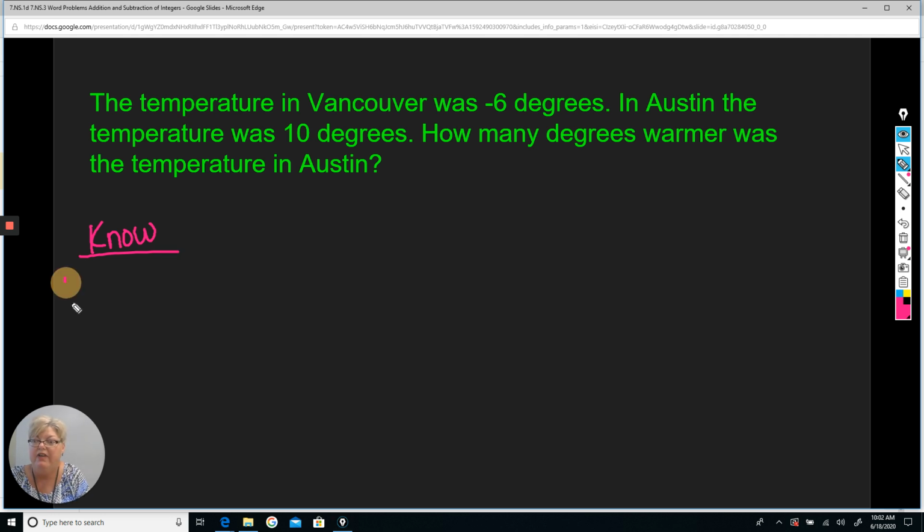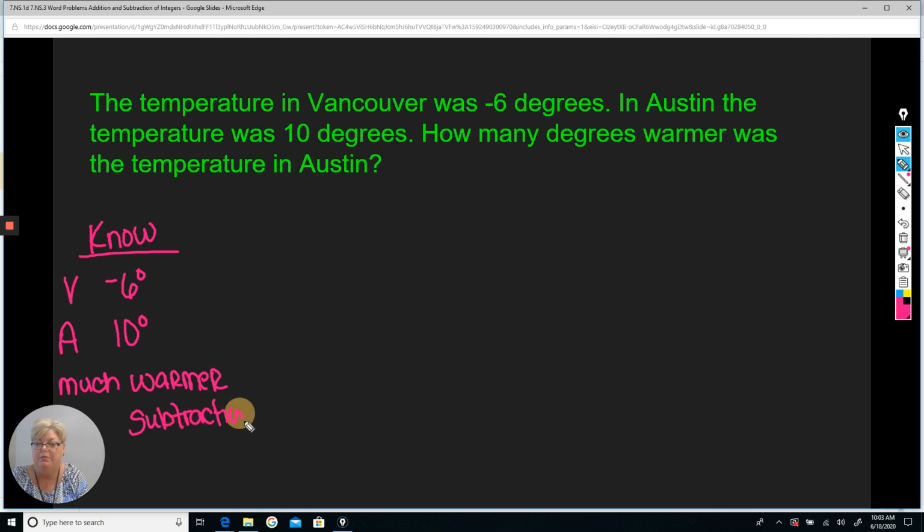So I've got Vancouver was -6 degrees. I have Austin was 10 degrees. And I want to know how many degrees warmer. What does that tell me? If I want to know how much warmer something is, wouldn't that be subtraction? So we're going to set up a subtraction problem. We're looking for how much warmer the temperature was in Austin, so I'm going to start with 10, and I'm going to say minus -6.